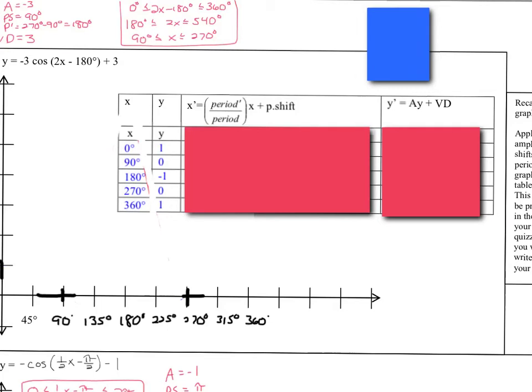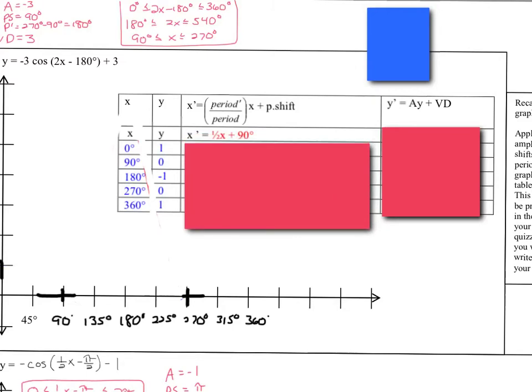To find the coefficient of x in our new graph, what x prime is, you take the new period divided by the parent's period. The new period we're saying is 180, the parent's is 360. 180 divided by 360 is 1/2. Add in your phase shift, which we said is 90 degrees.